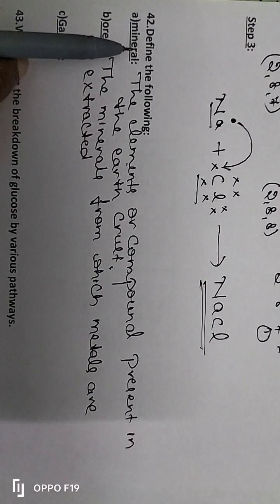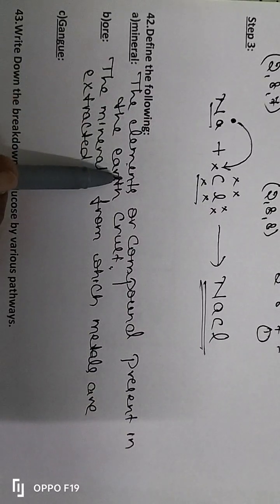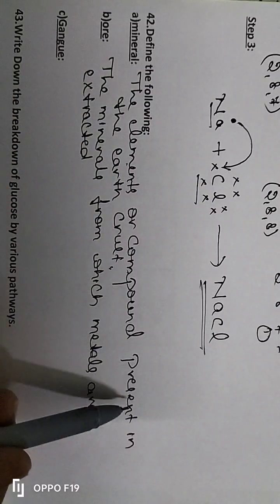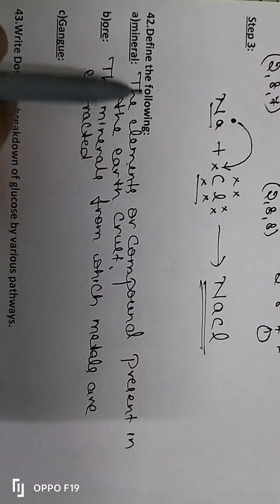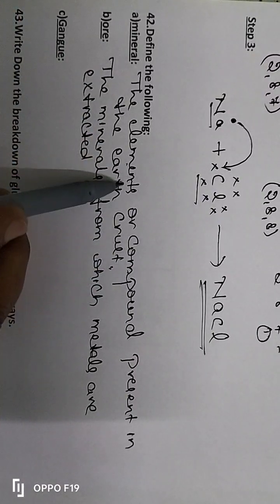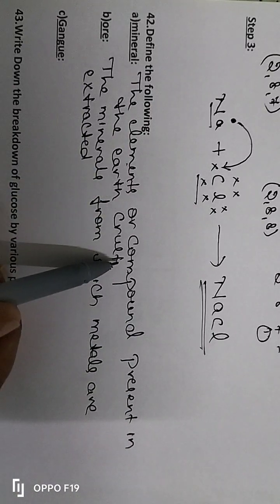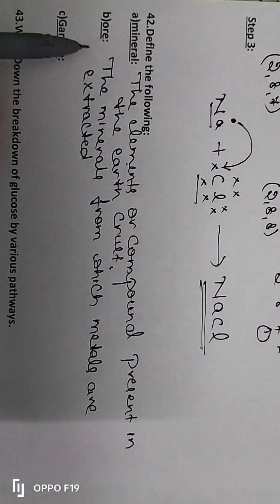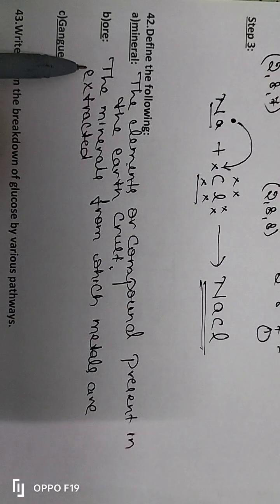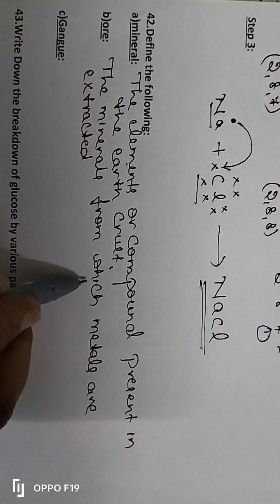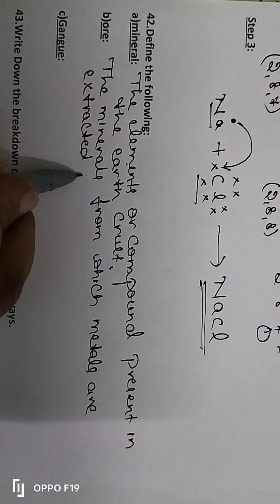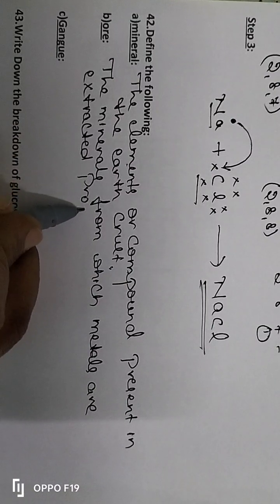What are minerals? Minerals are the elements or compounds present in the earth's crust. That is called a mineral. Then what is an ore? Ore means the minerals from which the metals are extracted profitably.